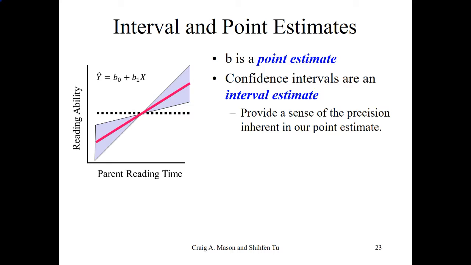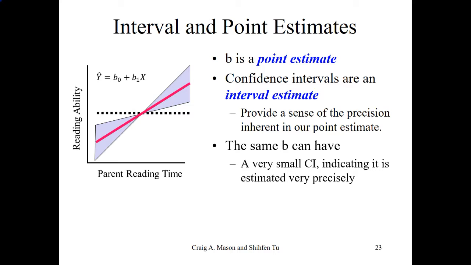That sense of the precision of our estimate can be very informative. For example, the same regression coefficient can either have a very small or a very large confidence interval, depending on the data. A small confidence interval suggests that the value of our coefficient, that point estimate, is measured very precisely. We can feel good about the estimate of that specific value. On the other hand, even a statistically significant effect may have a very large confidence interval.